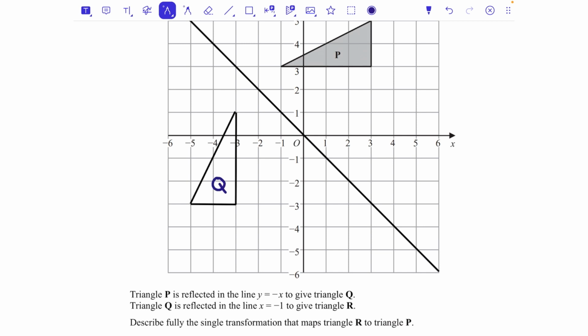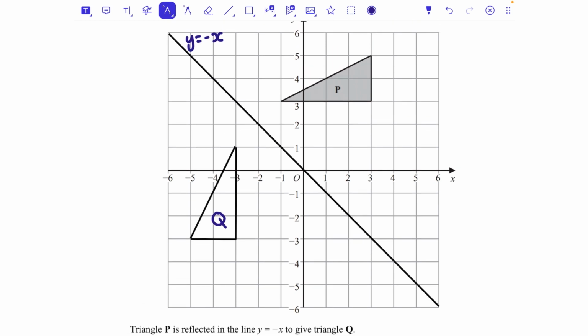It then says triangle Q is reflected in the line x equals -1 to give triangle R. Okay, so x equals -1 is going to go through -1 on the x-axis. A little bit confusing, sometimes students get confused because it's going in the same direction as the y-axis, but it's x equals. The reason for that is because every single coordinate on that line has an x coordinate of -1. They're all -1, 2, -1, 3, -1, -3, whatever, but the x coordinate is always -1, and that's why we call that the line x equals -1, so it goes through -1 on the x-axis.